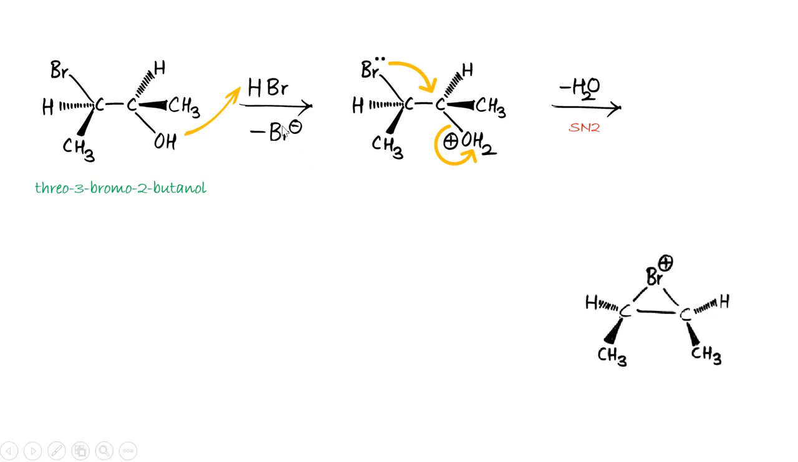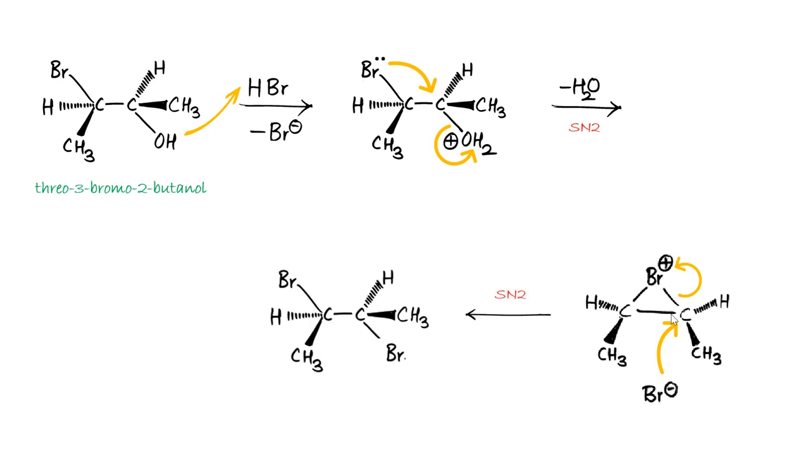Now, in the second step, this Br minus attacks this species. This will be a second intermolecular SN2 attack. Now, this Br minus may attack on this carbon or on this carbon. First, if it attacks this carbon, then the electron pair from this bond will shift onto this bromine. And finally, after the intermolecular SN2 attack, you will get this product.